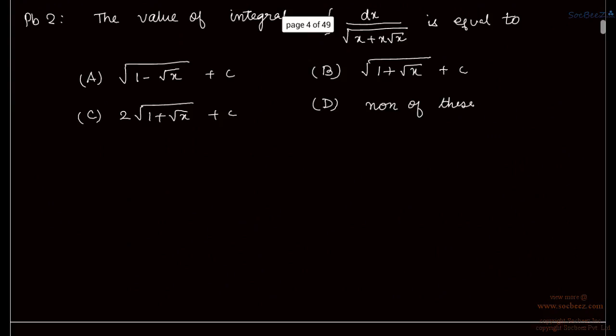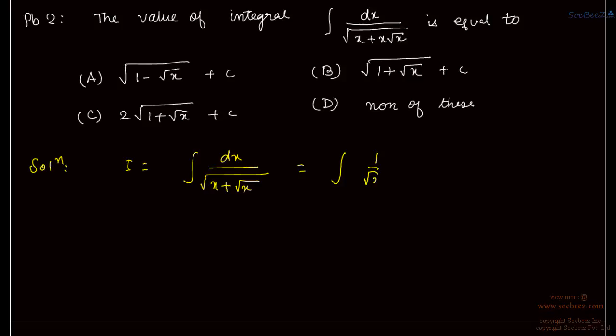Now moving to the second problem. The value of the integral 1 upon root under x plus x root x is equal to. So we have to find the value of the integral of 1 upon x plus root under x. If we take root x common in the denominator, we will be getting 1 plus root x, right?